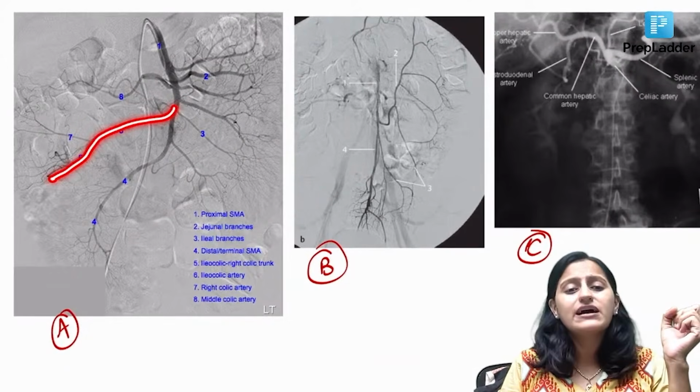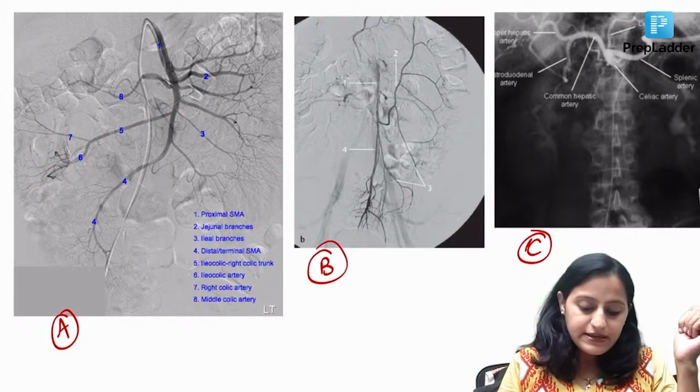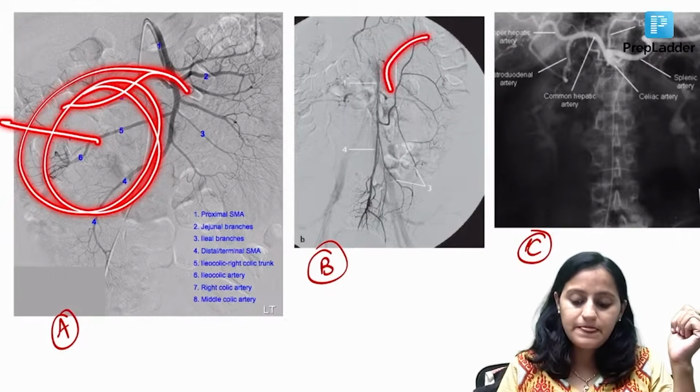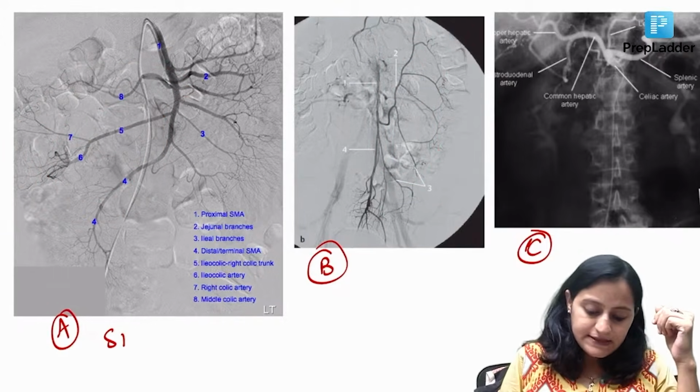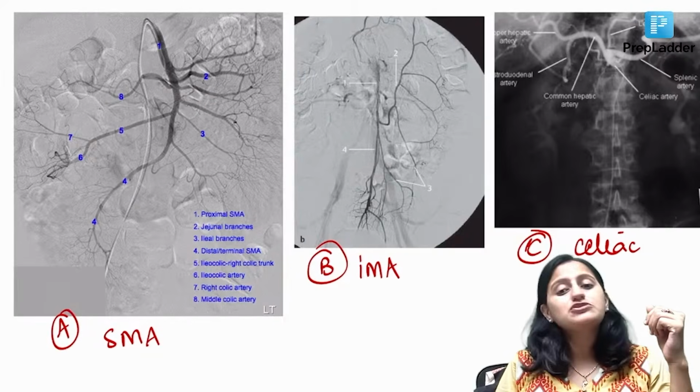So the ileocolic artery will then give the appendicular artery and the right colic artery, right? So you will have the right colic, the middle colic artery. Branches on the right is SMA, branches on the left is IMA. So this is going to be SMA, this is going to be IMA, and this is going to be celiac.